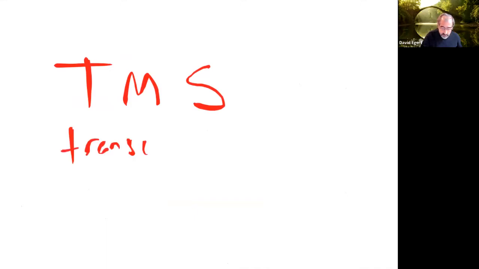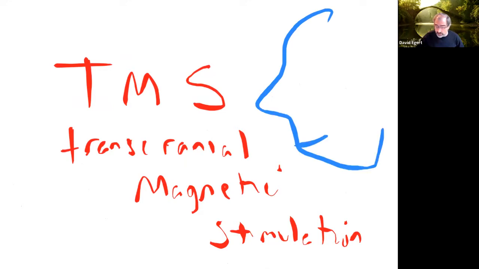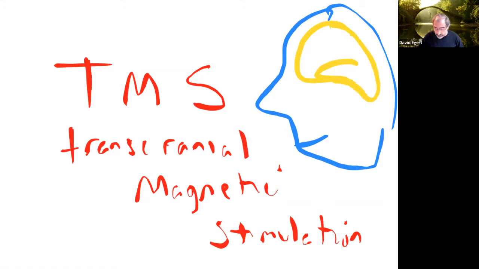Transcranial magnetic stimulation. This is actually used quite a bit in research. The idea here is your brain is inside your skull. If you've been in physics, you know that electricity and magnetism are just two sides of the same coin. If you take a wire and move it through a magnetic field, it induces an electric current in the wire.